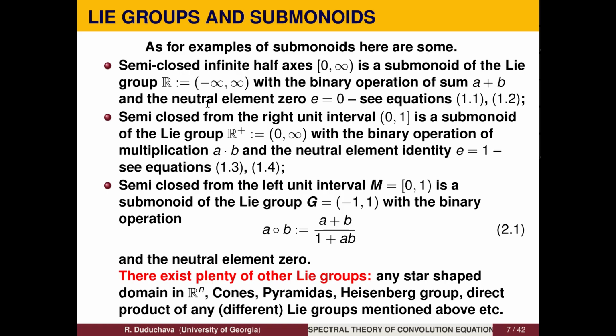There exist plenty of other Lie groups. Any star-shaped domain, it's surprising, but any star-shaped domain can be redefined as a Lie group. And you can find there submonoids, many kinds of submonoids. Cones, pyramids, the Heisenberg group, the direct product of any of those mentioned Lie groups. They are Lie groups, and submonoids, of course, can be found there, many different ones.